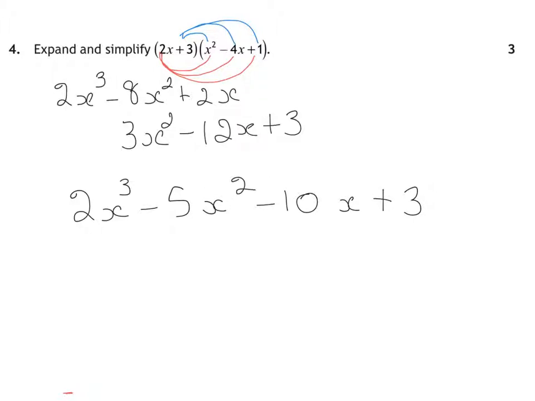Right, marking scheme. Any evidence of three correct terms. So if you get any 3 correct out of these 6, you will get a mark. You get your second mark if you get all the terms correct. And then you get your final mark for tidying up correctly.